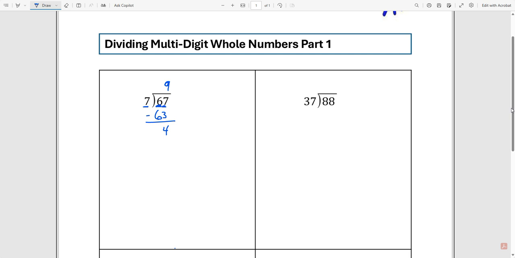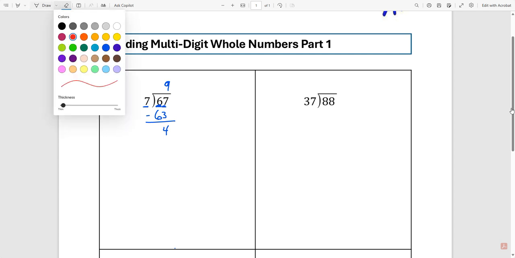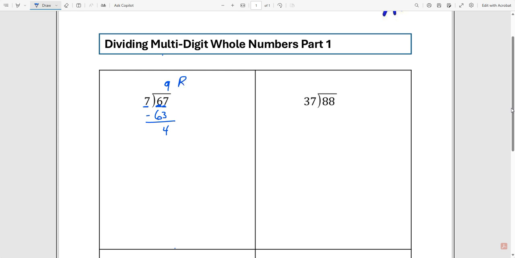Now, there's nothing else left to divide. And so 4 is what's left over, and 4 cannot be divided by 7. We can't get 7 parts out of 4. I mean, you can if they're real small or smaller than 7, but in this case, we can't get 7 whole parts, pertaining to our question. And so that is what we'll call the remainder. R equals 4. So our answer is 9 with the remainder of 4.